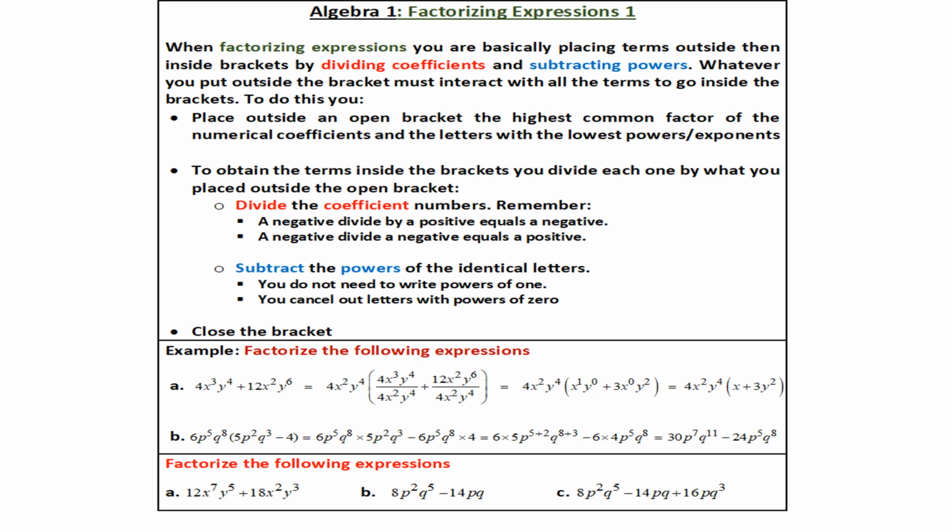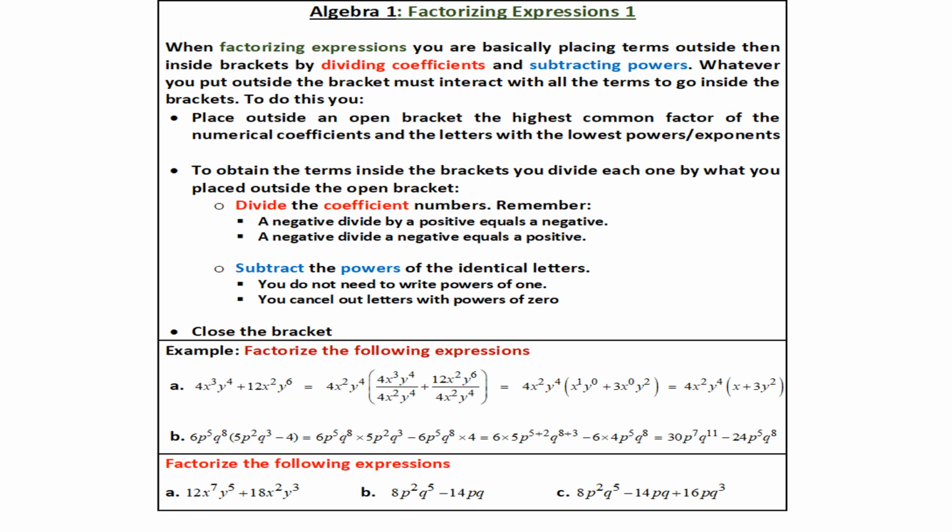Then you look at the letters, x. You look at the powers, x to the 3 and x to the 2. So x to the 2 is smaller than x to the 3, so you place that by the 4. You place the letter with the smallest power. Then you move on to the y. Y to the 4, y to the 6, y to the 4 is smaller, so you place that outside of the open bracket. So you have 4x squared y to the 4 outside of the bracket. So that 4x squared y to the 4, as we will explain now, is a coefficient by itself.